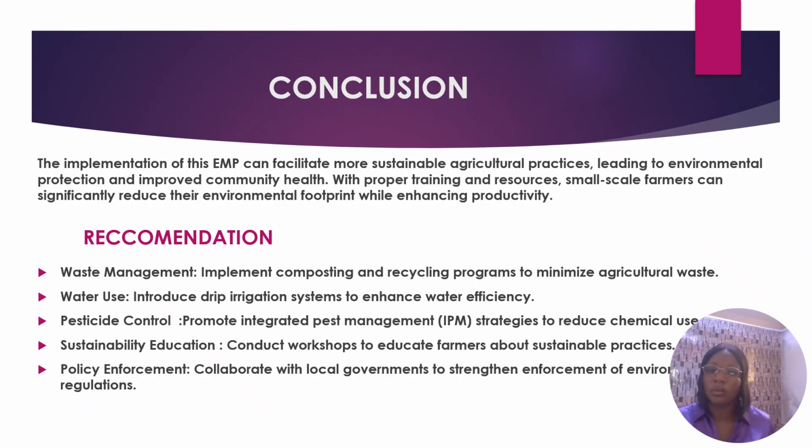And we have water use. Introduce a drip irrigation system to enhance water efficiency. And pesticide control: we should promote integrated pest management strategies to reduce chemical use. Too much chemical is not good, actually.